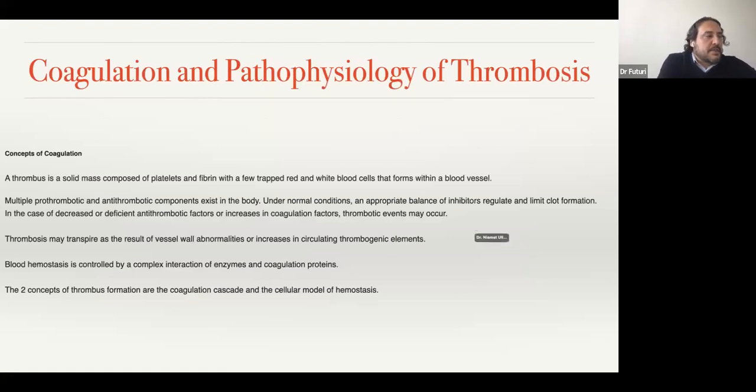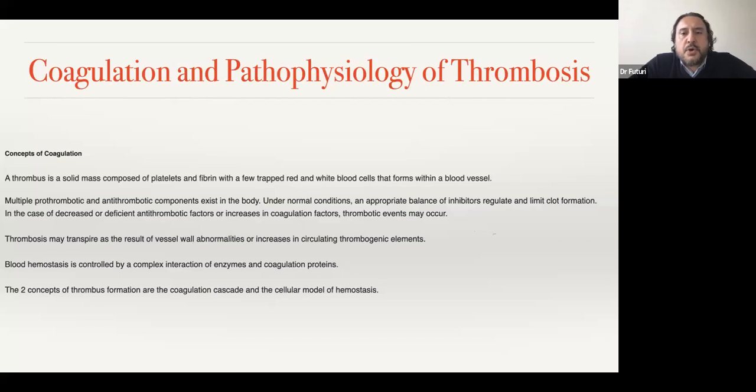To talk a little bit about the pathophysiology of thrombosis is really to talk about coagulation itself. You all may be familiar with this from your basic sciences, but a thrombus, as you all know, is essentially composed of platelets and fibrin. In addition, in the thrombus you'll see things like white blood cells, and these form within a blood vessel. There are a lot of different prothrombotic and antithrombotic components in the body that are active during acute thrombosis.